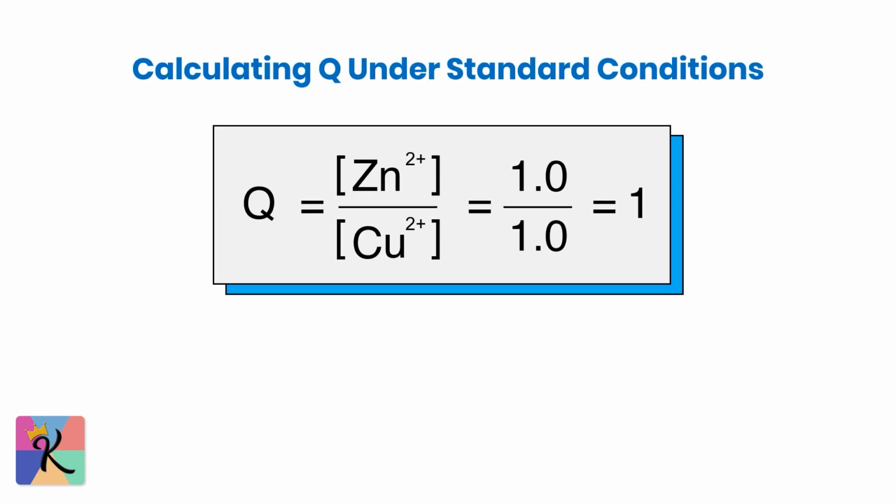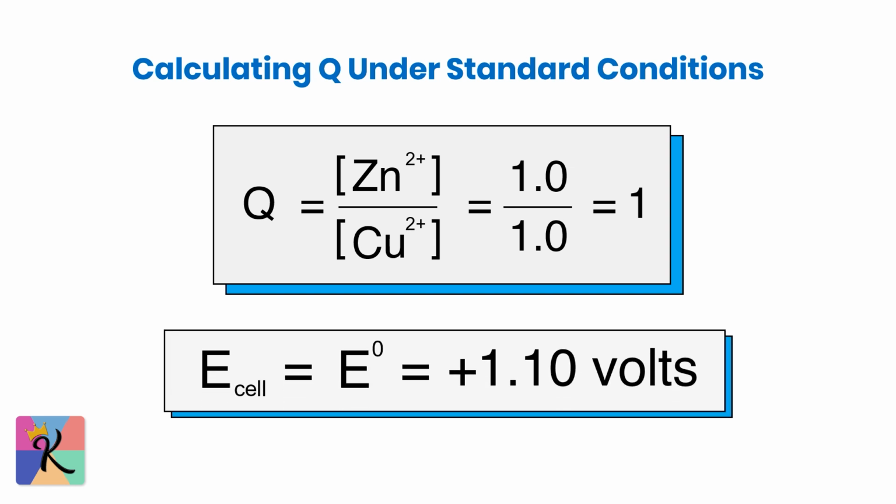Both ion concentrations are 1.0 molar under standard conditions, so when we plug this into our Q value, we get 1. Since we're under standard conditions, our Nernst equation simplifies, and we find that the instantaneous voltage E is equal to our standard voltage, which is plus 1.10 volts.